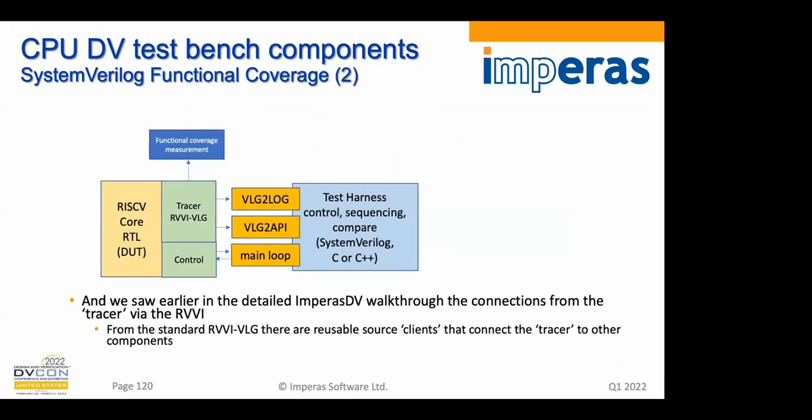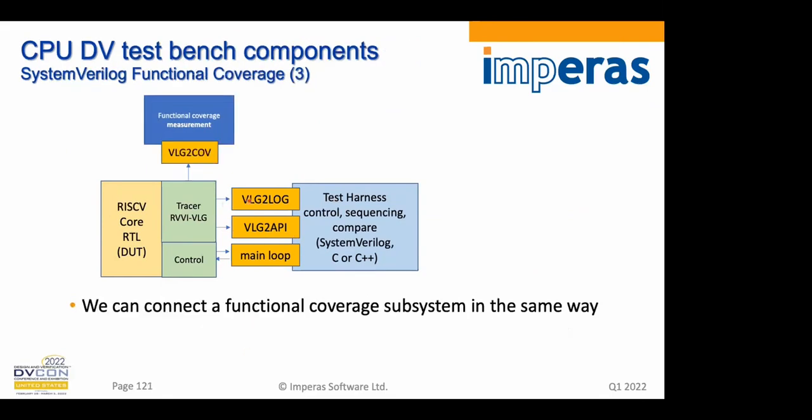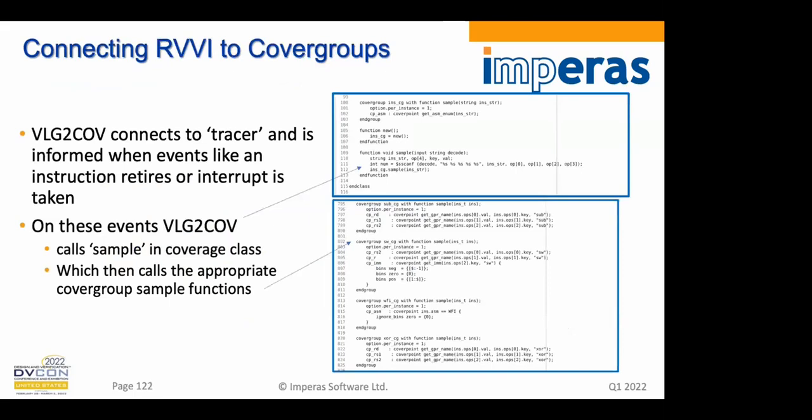Now, we saw earlier in the video, in the demonstration and the presentation of the Imperas DV, that there are connections from the tracer out to the test harness to do with the logging and to do with the APIs through RVVI, through its Verilog interface. And what that means is using this interface, you can build standard components for these connections. Now, we can connect not only things to loggers and to the API for testing, we can also connect a coverage subsystem in exactly the same way.